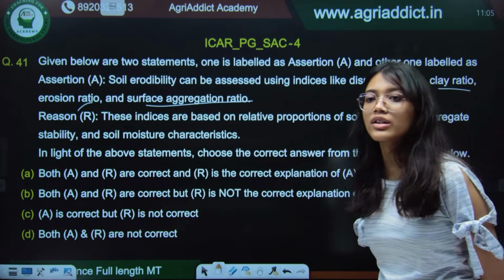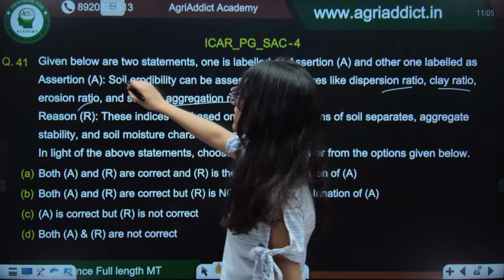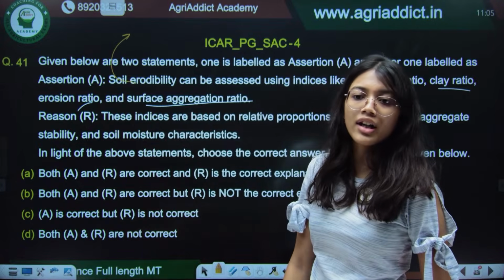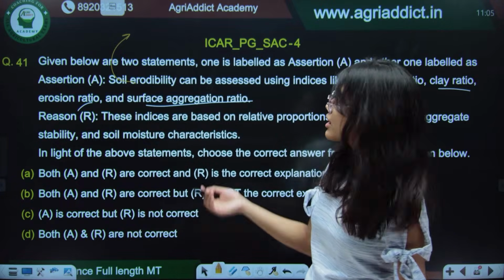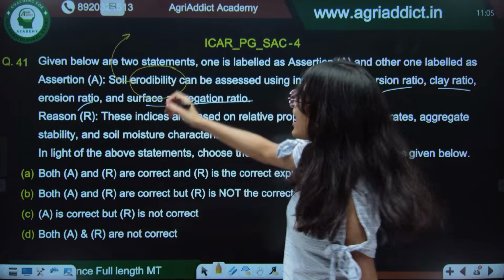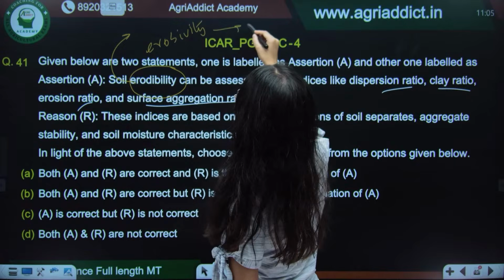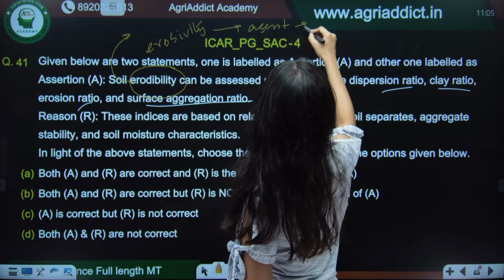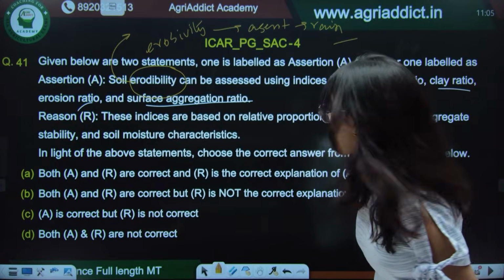So, what is soil erodibility? Tell me, is it a function of soil or rain? Whenever we have the term erodibility, it will be the function of soil. And whenever we have the term erosivity, that will be the function of the agent. Agent refers to the rainwater or whatever kind of weathering agent you have in hand.